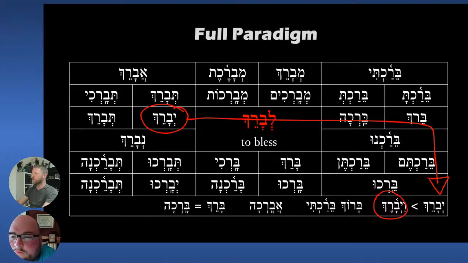The infinitive: we would expect the infinitive absolute to be barech, like we had saper, but sometimes instead of a, the infinitive absolute appears with o. So it looks like the kal, baruch. Baruch berachti, I have surely blessed.